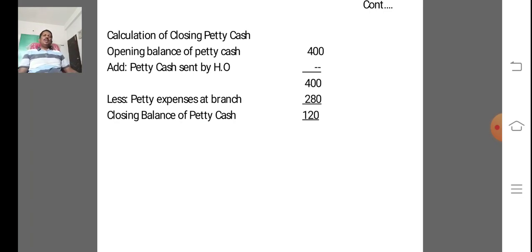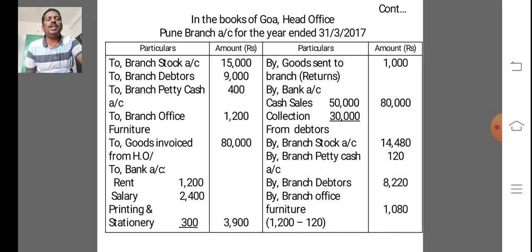So, calculation of closing petty cash. Opening petty cash is 400, add petty cash sent by HO nil, 400, and less petty expenses at branch 280, and closing petty cash 120. So based on the information and missing information, we have to calculate.